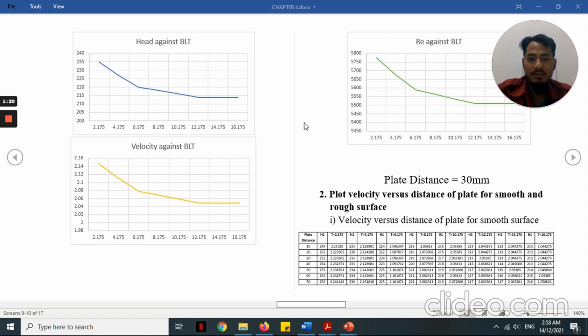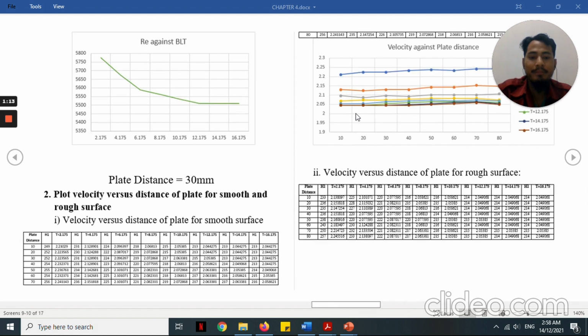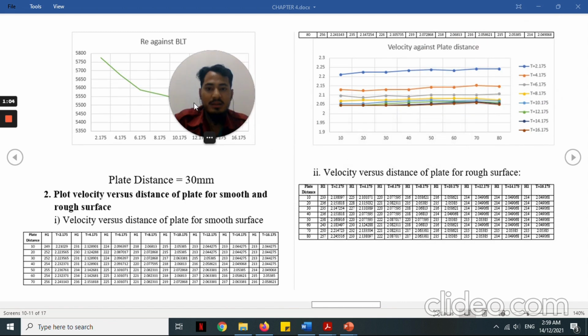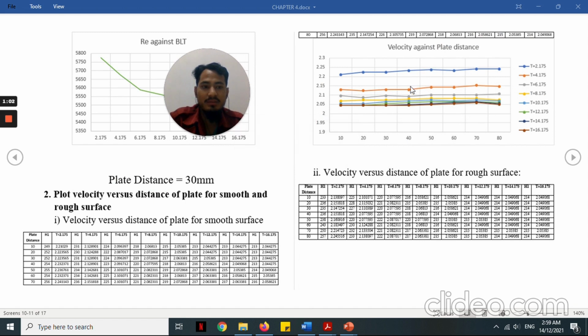Next, the second question is about plot velocity versus distance of plate for smooth and rough surface. So this is the graph. We can conclude that the highest one is when the thickness is equal to 2.175.